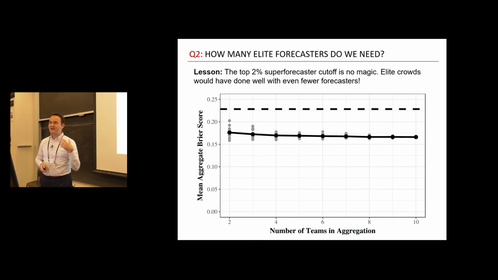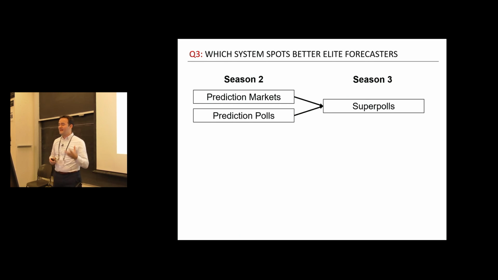So once you have reliably identified top forecasters, you really don't need too many of them. You can do well with approximately 30 forecasters for over 130 questions. And the last question is, which system is better at spotting or finding elite forecasters? We had 2 different systems that produced forecasters by giving them earnings or Brier scores in the top 2%.